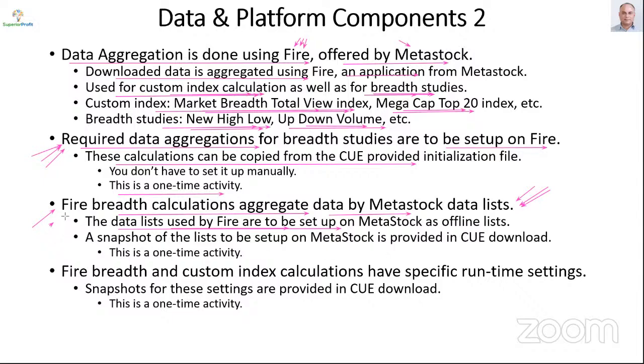So for FHIR breadth calculations to know aggregation is done across which data sets, we have to set them up in Metastock data lists. How to set it up, and exactly how it will look after setting it up, I have provided a snapshot in the download file, and I will show by adding one Metastock data list how to actually carry that out. This is also a one-time activity.